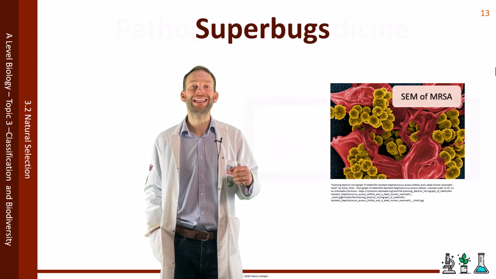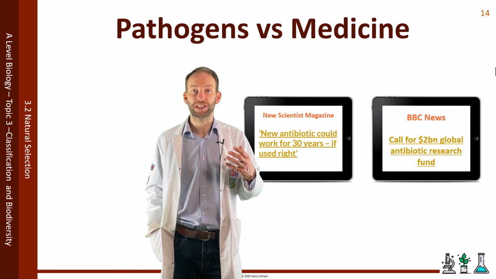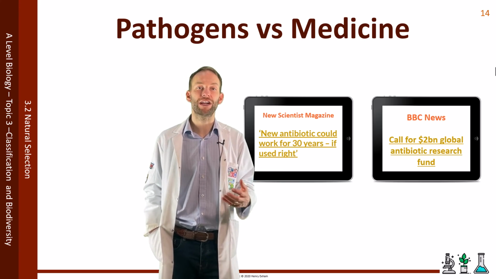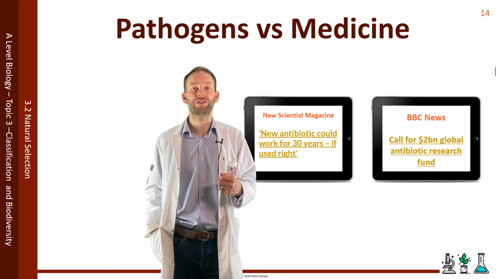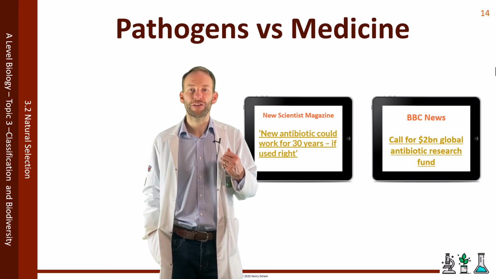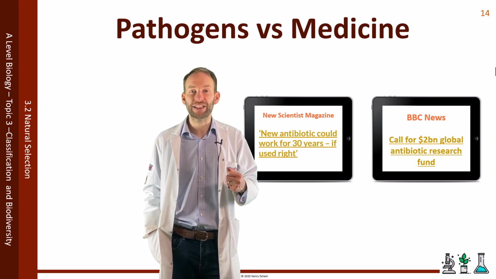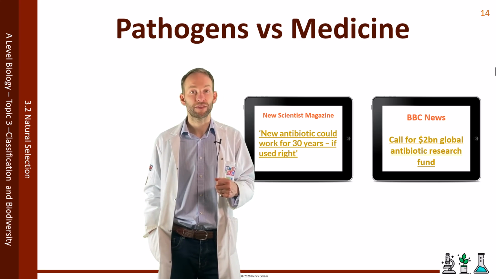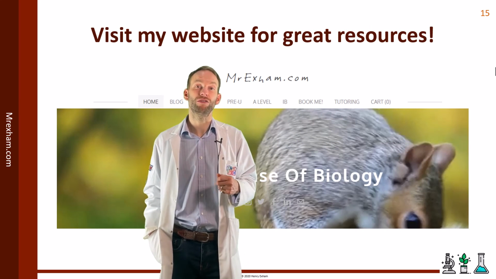Now, there are 2 ways that this problem is being tackled. Firstly, getting doctors to use antibiotics more effectively. This means only prescribing them when totally necessary and giving better advice to their patients as to how to use them. And secondly, it's important for the pharmaceutical industry to keep researching into new antibiotics, and this needs to be incentivized by the government. But for the time being, the fight between pathogens and medicine goes on.